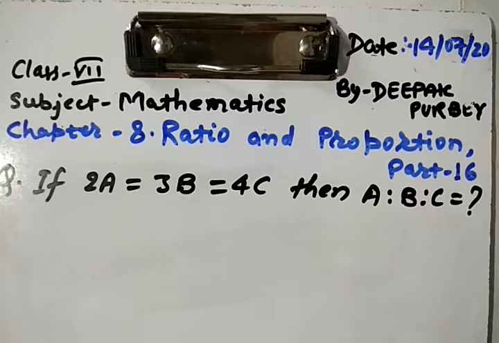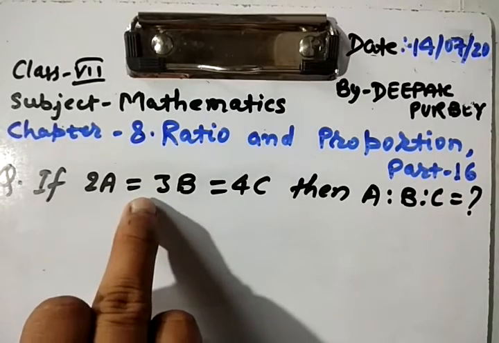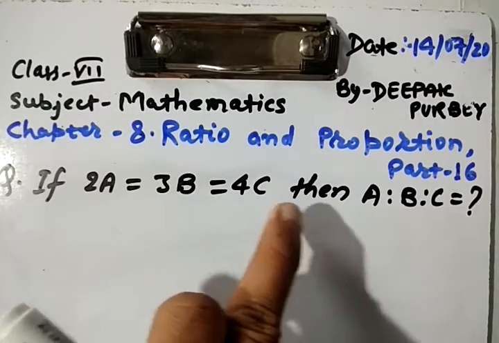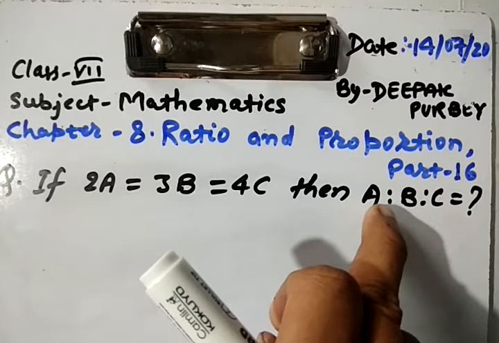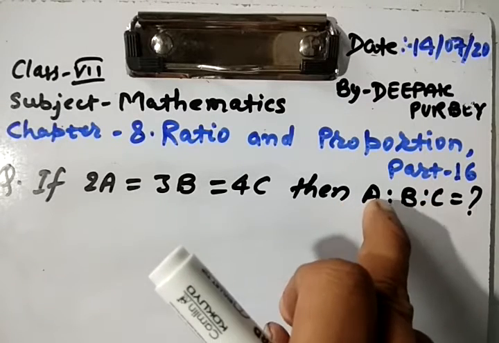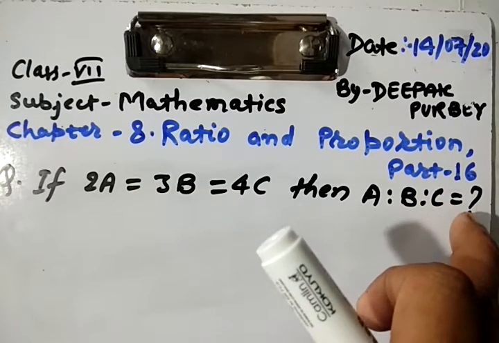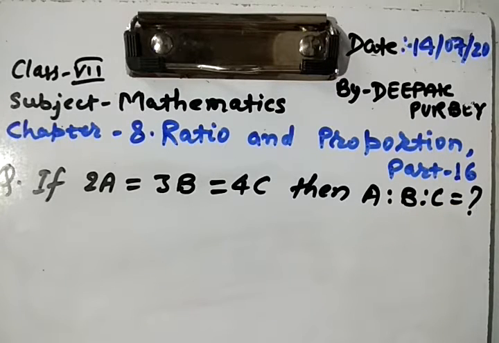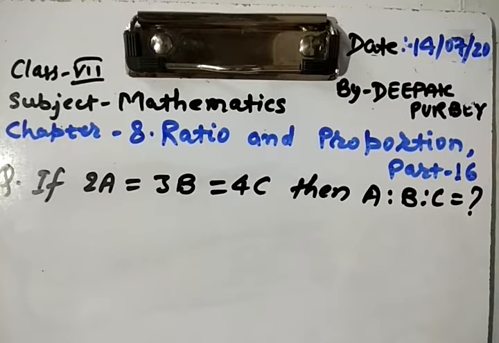Today's first question is: if 2a is equal to 3b is equal to 4c, then a ratio b ratio c, that is a is to b is to c, is equal to what? Here we are given a relation between A, B and C, which is 2A is equal to 3B is equal to 4C. Then we have to find the ratio between these quantities. Now let's see the solution.